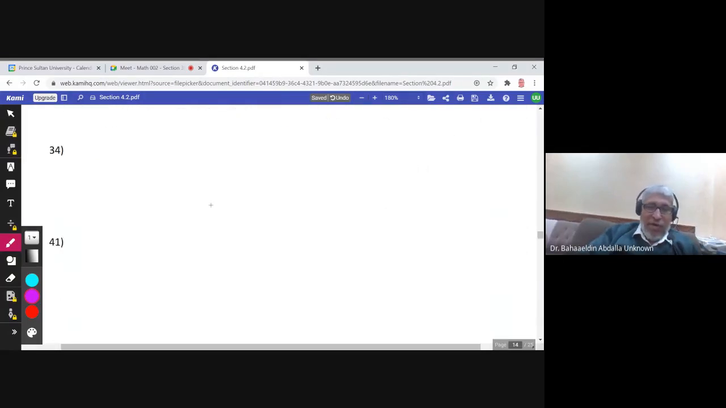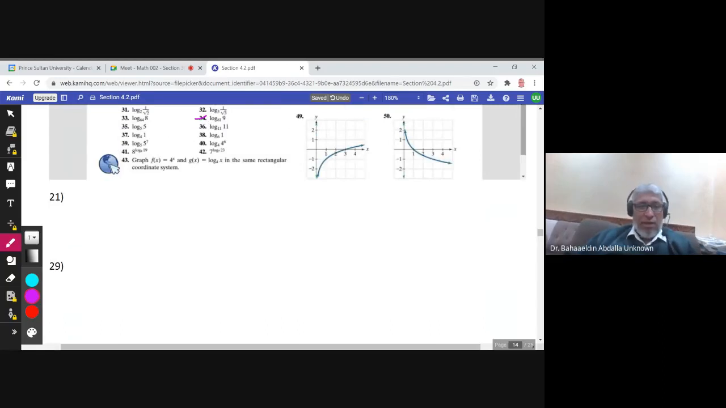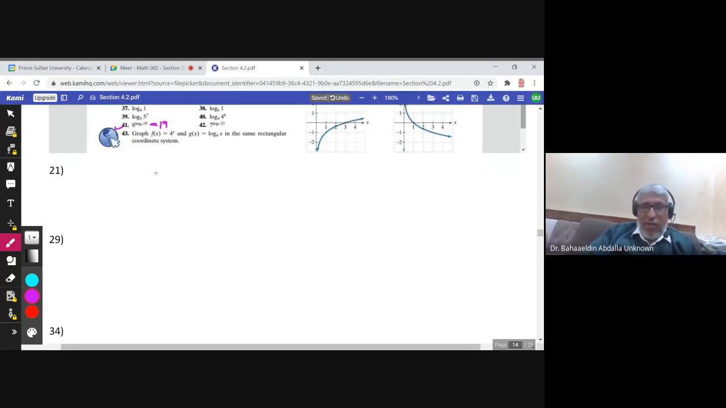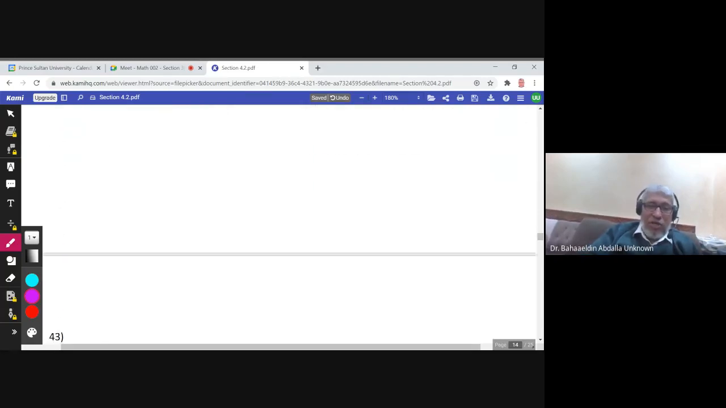Evaluate question 41. If you remember, this is a property: 8 to the power log 19 to the base 8. The answer would be 19. Everything cancels. We studied this last time. Let us now solve question 43.